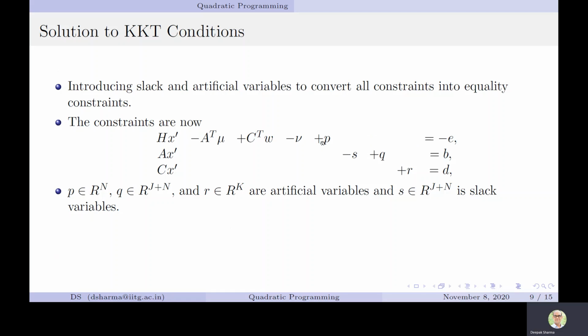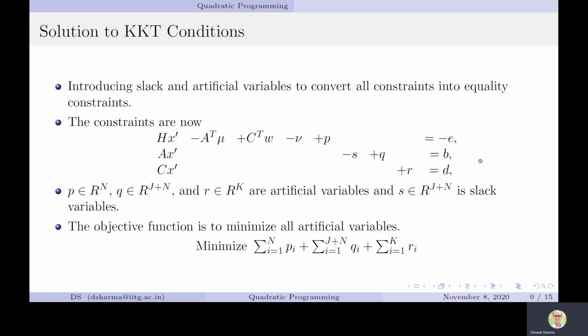Here, the first one, you can see that we have added an artificial variable, or a set of artificial variables, as P in our equation number 1. Then in equation number 2, we subtracted the slack variable, then added another artificial variable. And in equation number 3, where we have the equality constraint, we are also adding an artificial variable. So P, Q and R are our artificial variables and S is a slack variable. Now you know that since we have converted every form into an equality constraint, we have to solve it. For solving it, what is the objective function?